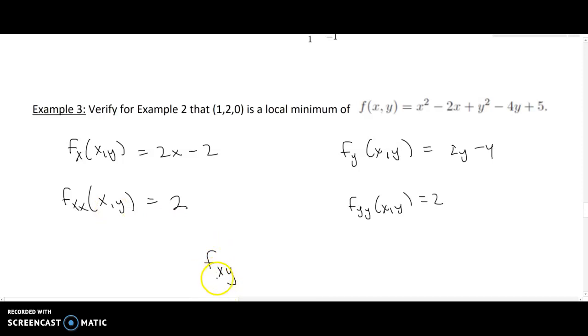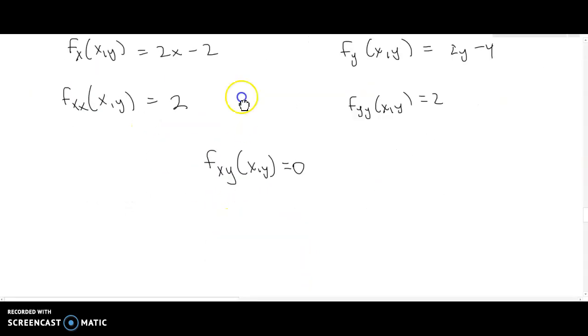Here this one already has the derivative taken with respect to x, so it doesn't really matter which one we differentiate, but let's take the derivative of this guy with respect to y. Well, it's a constant function with respect to y, so this is going to be 0, and now we can form the value of D.